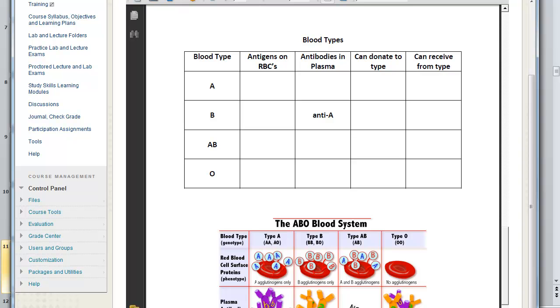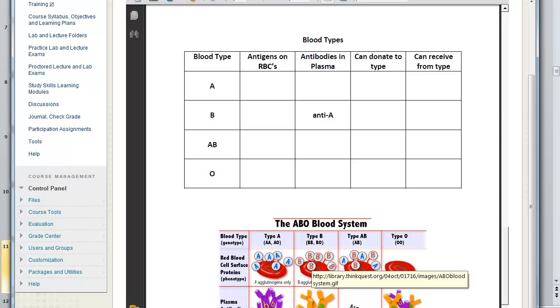So for type B, the antigens on the red blood cells we can see are B antigens, so therefore they're going to only form antibodies against A because that would not be considered self. And who can they donate to? Well, they can donate to themselves, they can donate to another type B blood type, or they could donate to type AB because there's no antibodies in type AB recipients. So who can they receive from? They can receive from, again, type O because those red blood cells are clean, and they could receive from their similar blood type, which is type B.